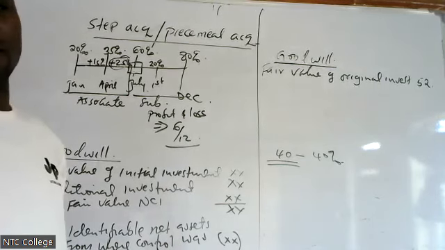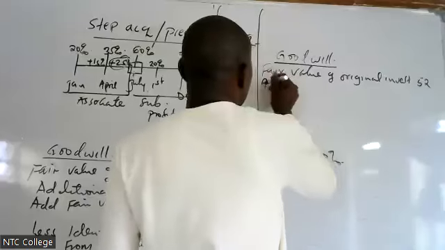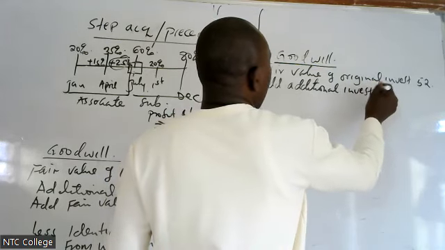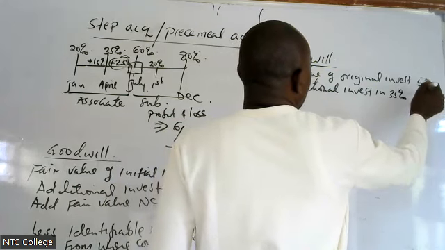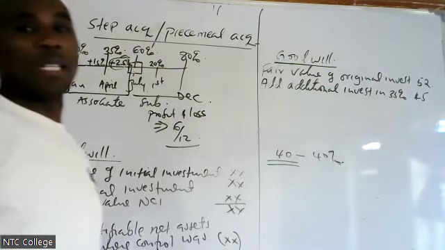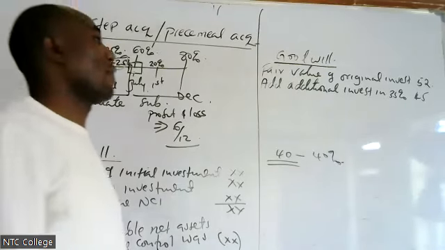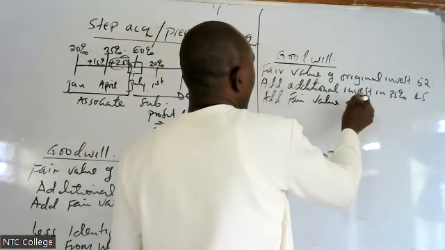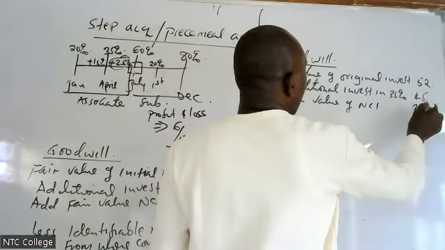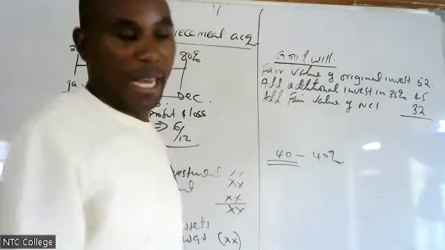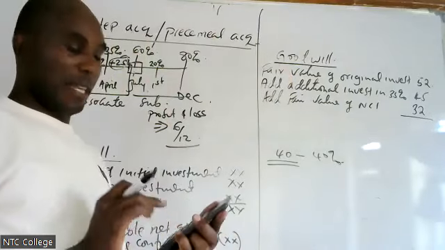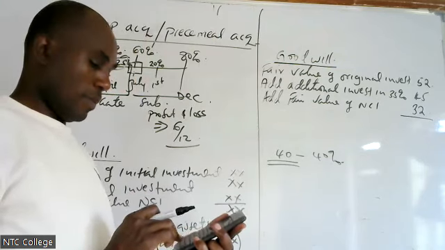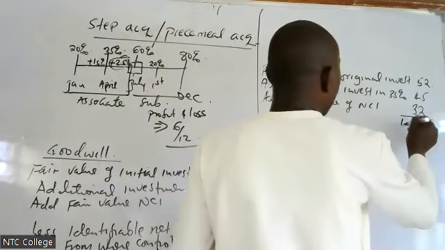Therefore, what we do is we take the fair value of 52, then we add additional investment in 35%, which was 45. Then we add fair value of NCI, which was 32. We get 129.